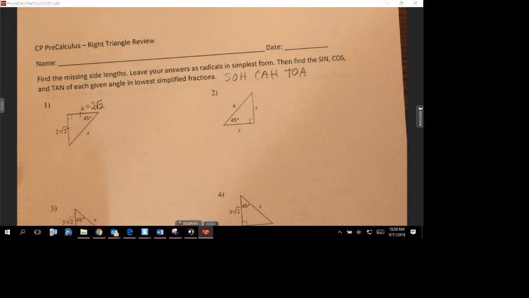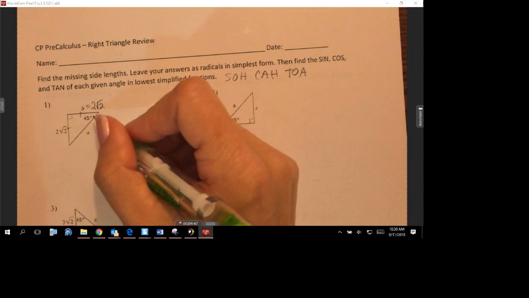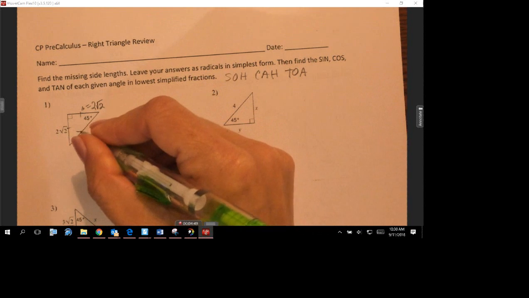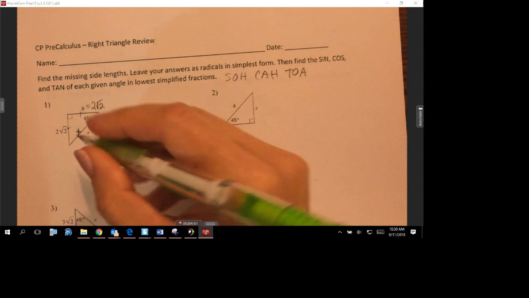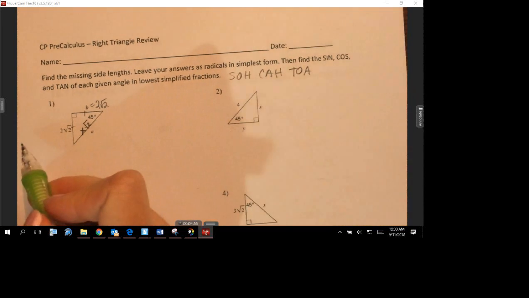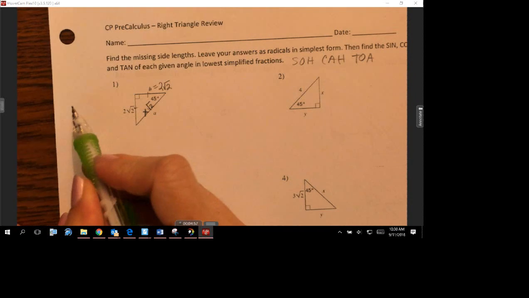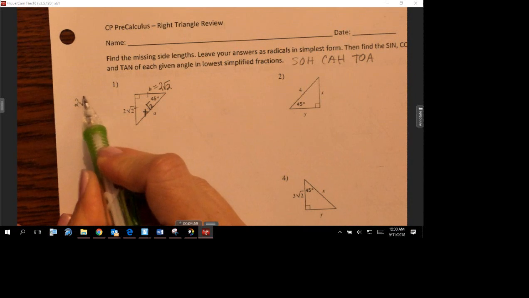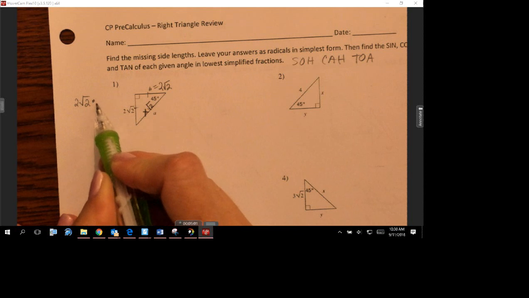How do I find side A? I'm going to take the shortest side, which is whatever x is, or 2 radical 2, and I'm going to multiply that by radical 2. I'm going to do that over here where I have a little bit of space. So I'm going to make 2 radical 2 my x side, and I'm going to multiply that by radical 2.